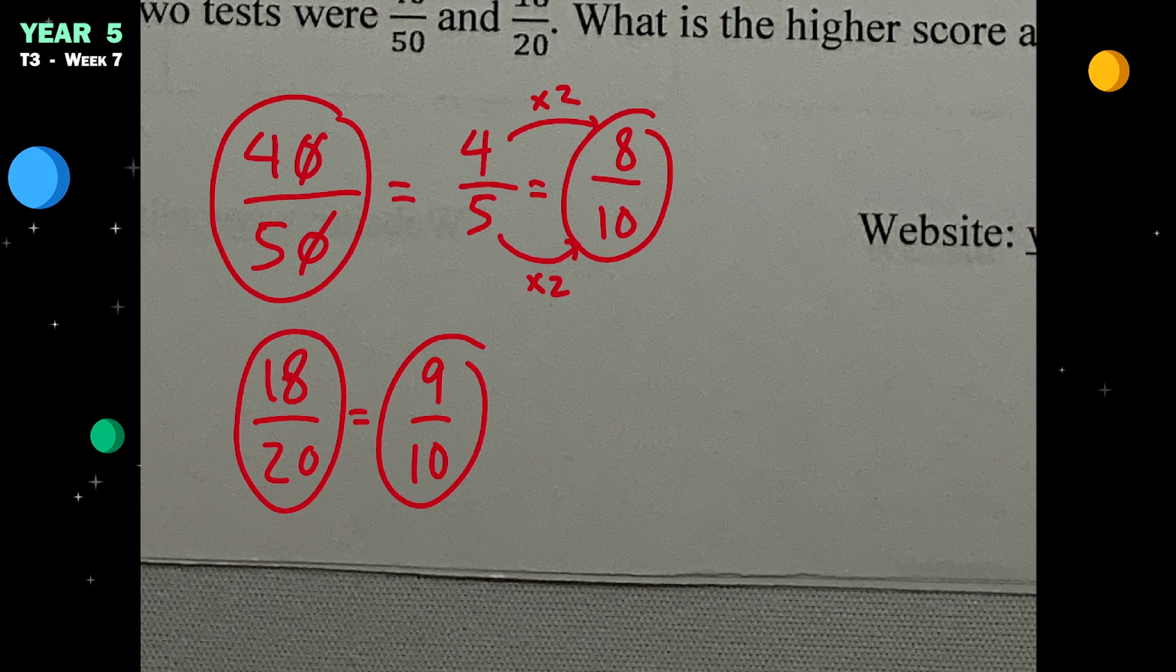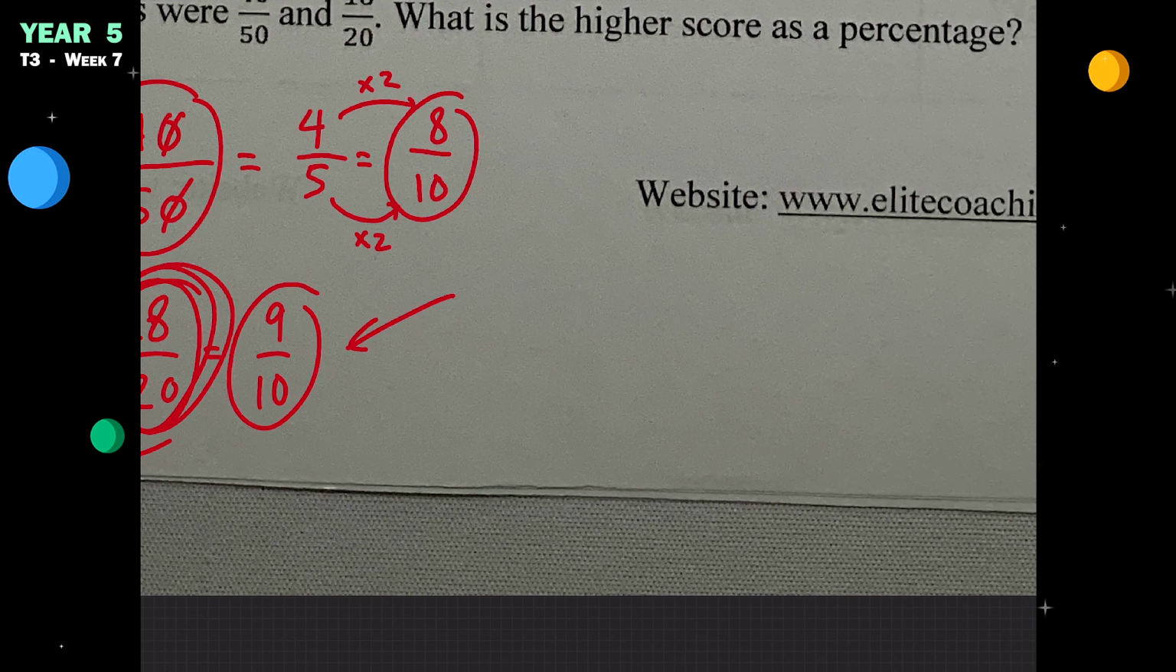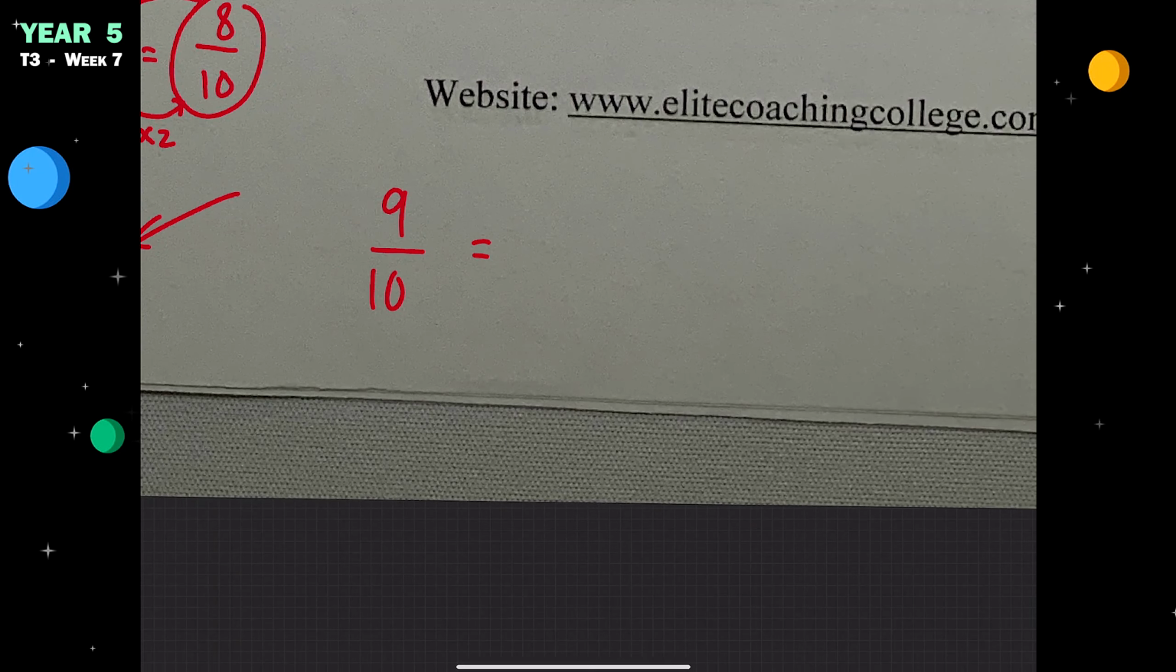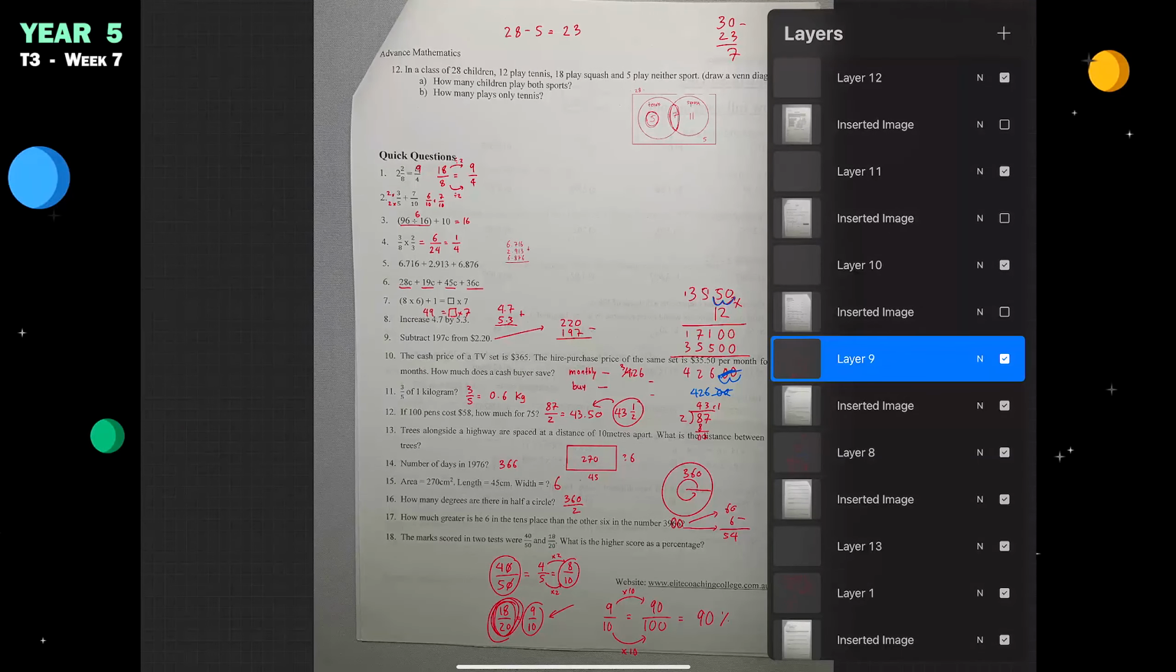So which one's bigger? Obviously this is bigger. So 18 out of 20 is the bigger number. Now I want to change this one into a percentage. To change it to a percentage, we must make the bottom number 100, and we see what the top number is. So to make the bottom number 100, we times it by 10, and the same to the top number. So you get 90 over 100, which is 90%. Done. Next page.